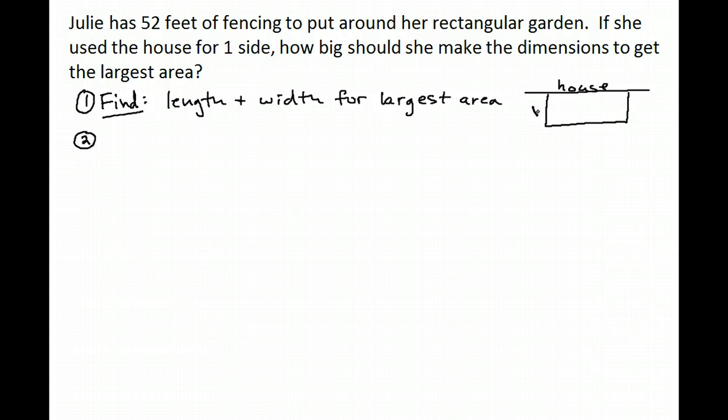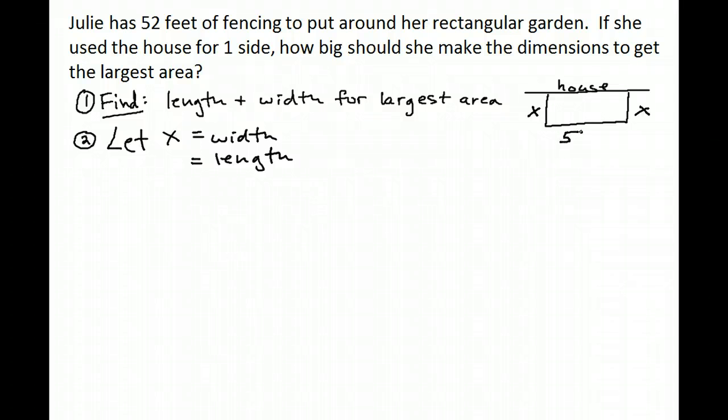So if I let the width be x, so I'll say let x equal the width, then I need to say what the length would be. Now if the width is x, then the length is going to be 52 take away both of the x's, so minus 2x. 52 minus 2x is the length.